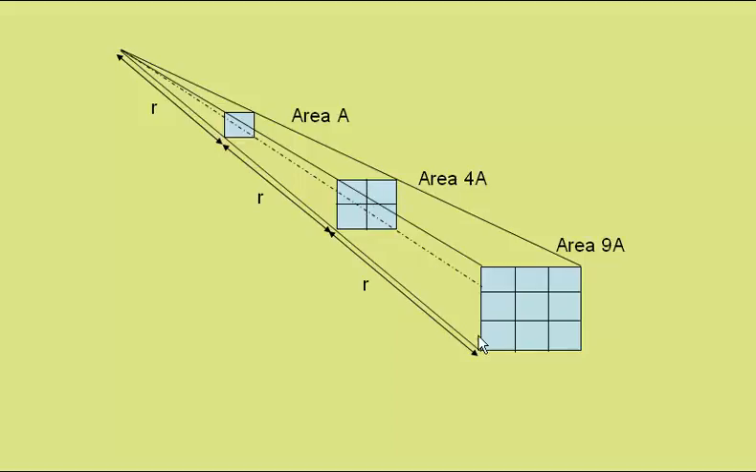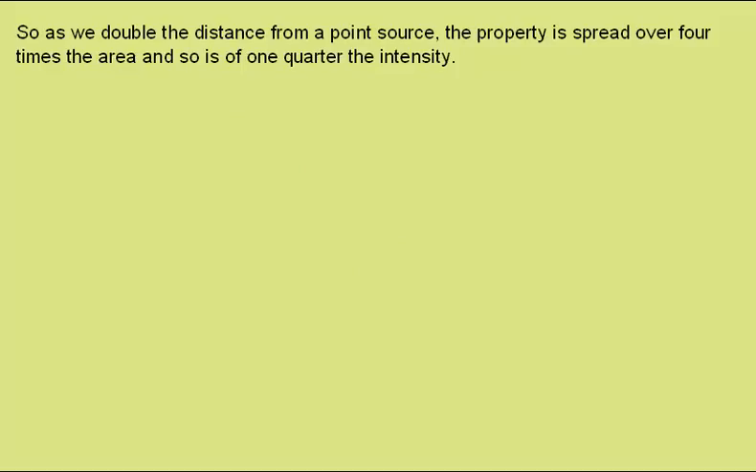Going 3r from the source, we now have an area 9A. And so if we again consider one square of area A, it will now have 1/9 of the light intensity that this square had. So as we double the distance from a point source, the property, which we'll assume to be light, is spread over 4 times the area, and so is of 1/4 the intensity. Treble the distance, we would have 9 times the area, and so 1/9 the intensity, and so on.